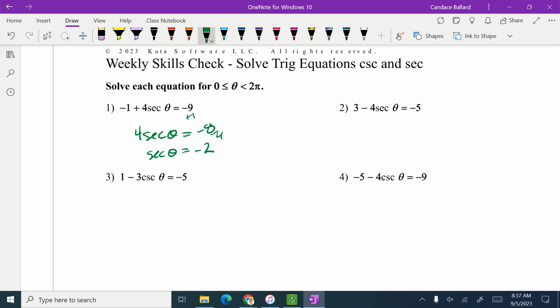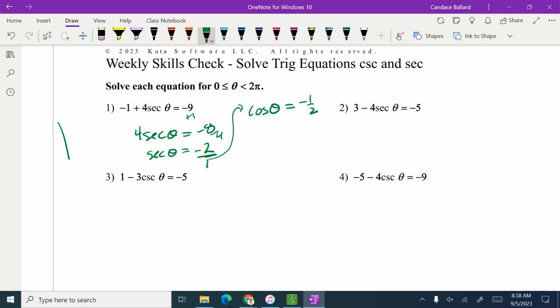We know secant of -2 is not on our unit circle. But what is on our unit circle that's related to secant? What's its reciprocal? Cosine. Good. So I'm going to flip the reciprocal of this. I'm going to move my work up here. So cosine of theta equals, technically, what number is always in the denominator? 1. So I know that I'm looking for cosine of -1/2.